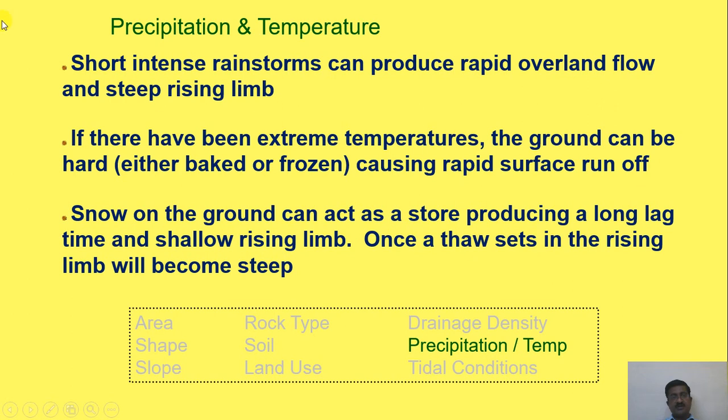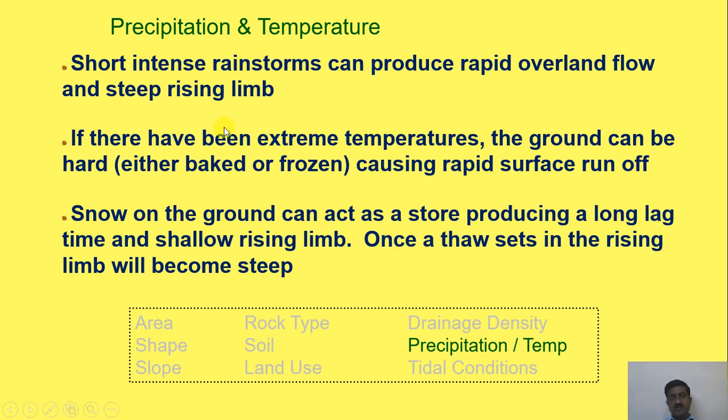Precipitation and temperature. Short, intense rainstorms can produce rapid overland flow and a steep rising limb. If there have been extreme temperatures, the ground can be hard, either baked or frozen, causing rapid surface runoff. Snow on the ground can act as a store, producing a long lag time and shallow rising limb. So once a thaw sets in, the rising limb will become steep.